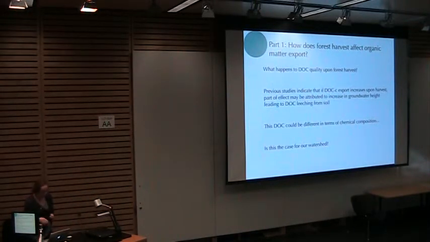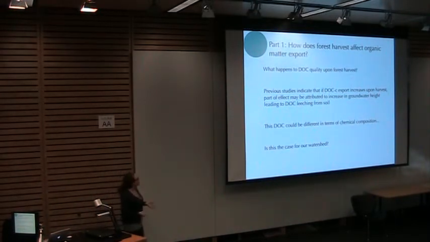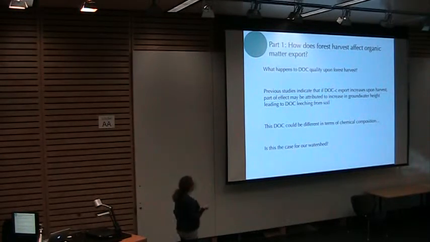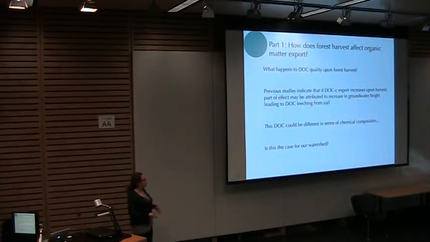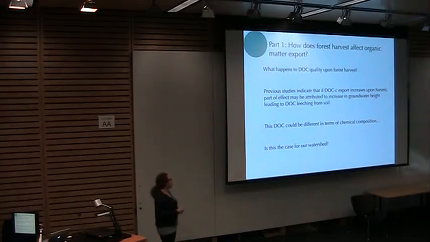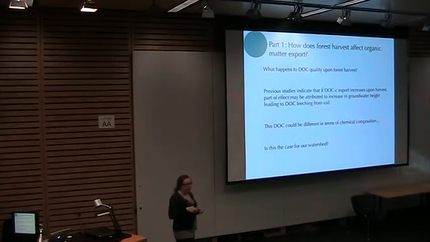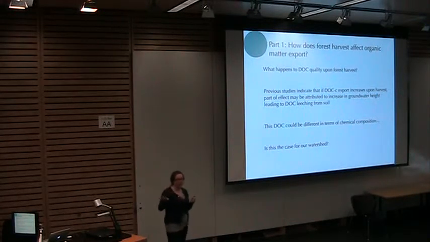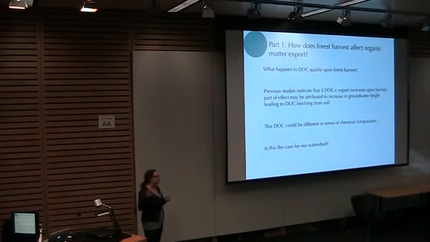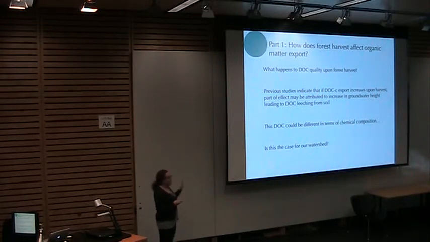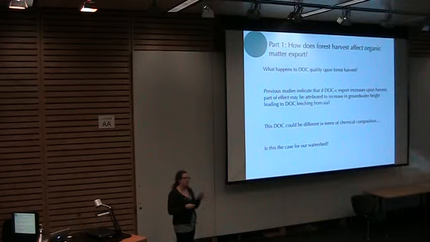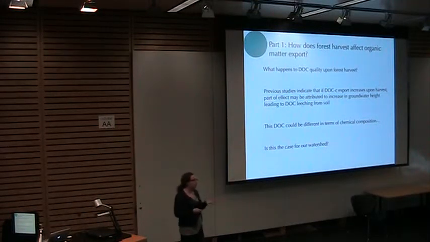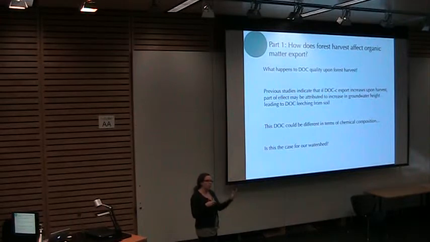So the second aim of this was what actually happens to the DOC quality upon forest harvest. So that's the chemical composition of the organic material that's being exported by the stream. Previous studies have shown that if you do have an increase in DOC export, what could be driving this is an increase in groundwater height. What that does is it begins to leach some of the organic material that's stored within the soil. So the idea here is that the DOC, the organic material that's stored in the soil, could be different in terms of chemical composition than that which goes through hydrologic flow paths that were present before harvest.